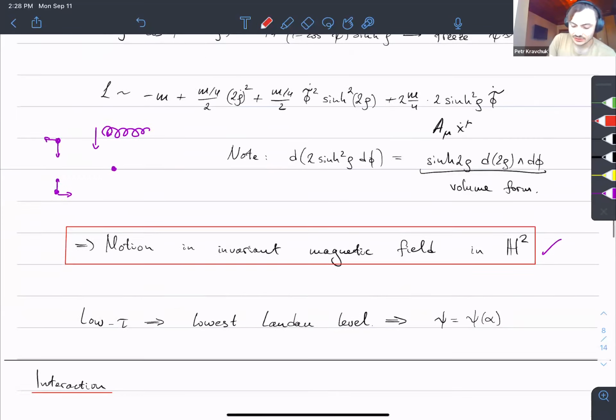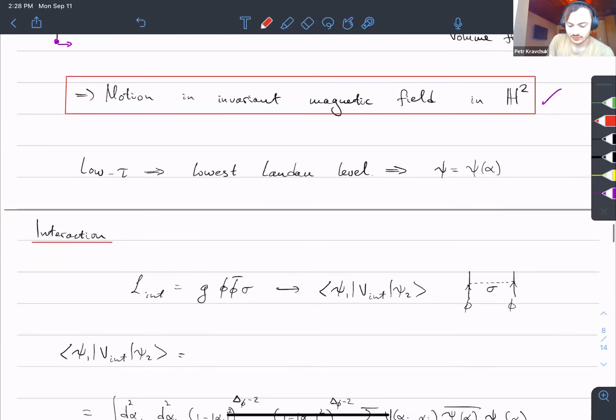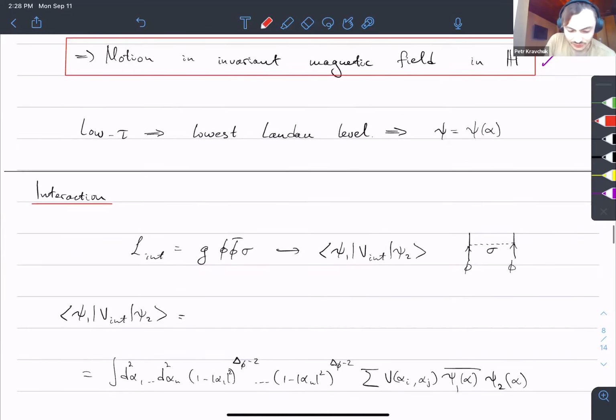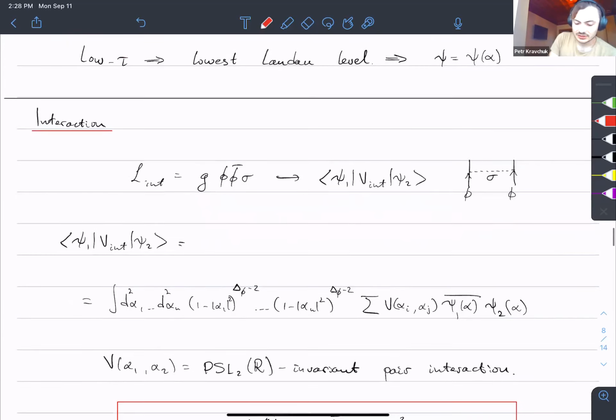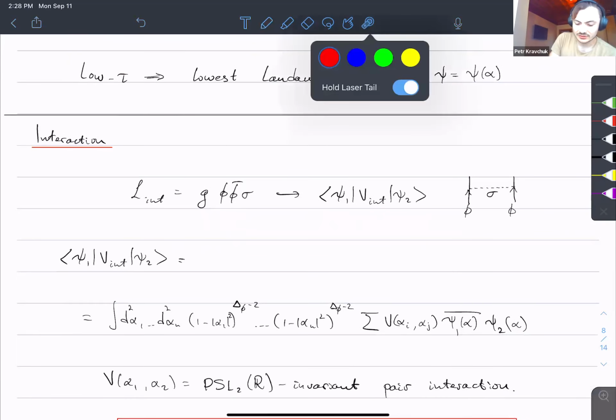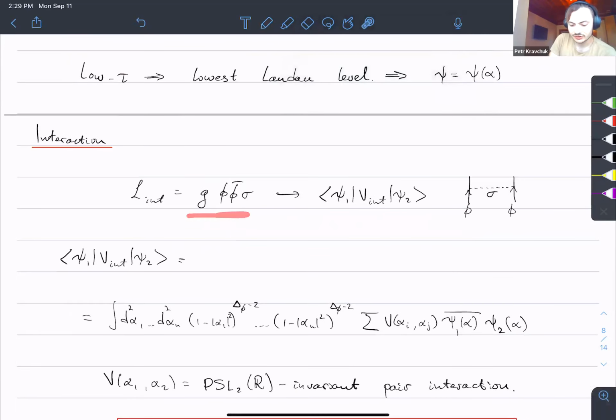You have this, and then I'm going to go a bit quicker. Then you can get an effective interaction. So we have this interaction Lagrangian, and we can get an effective interaction basically by integrating out sigma. It's a Gaussian integral, so we're going to get some non-local potential for phi, and then you can compute its matrix elements between different states.